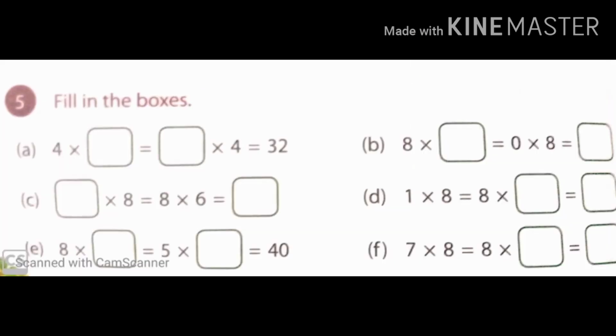Fill in the boxes. 4 into dash equals to dash into 4 equals to 32. 8 into dash equals to 0 into 8 equals to dash. Dash into 8 equals to 8 into 6 equals to dash. 1 into 8 equals to 8 into dash equals to dash. 8 into dash equals to 5 into dash equals to 40. 7 into 8 equals to 8 into dash equals to dash.